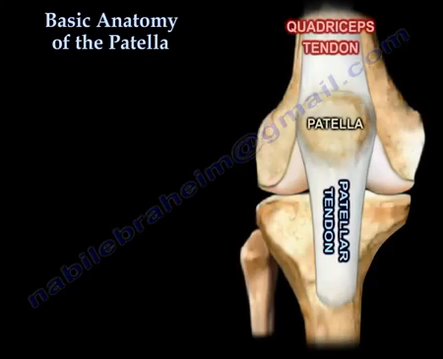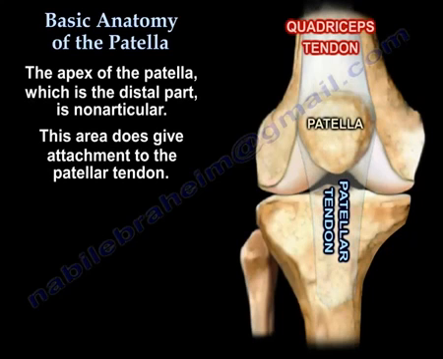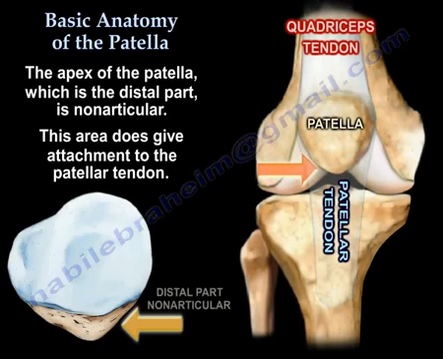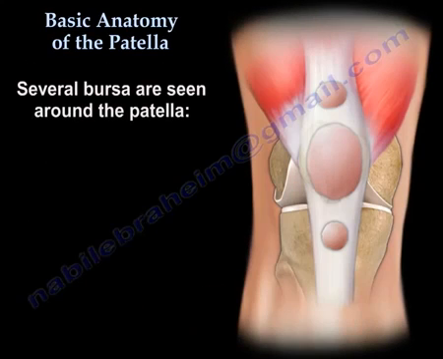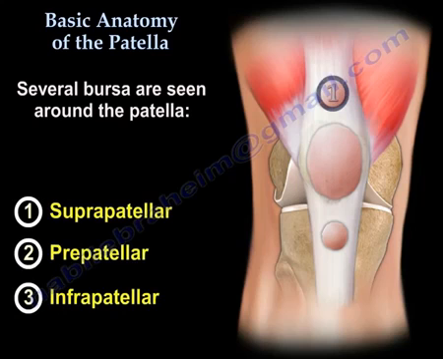The apex of the patella, which is the distal part, is non-articular. This area does give attachment to the patellar tendon. There are certain bursae seen around the patella: the suprapatellar, the prepatellar, and the infrapatellar.